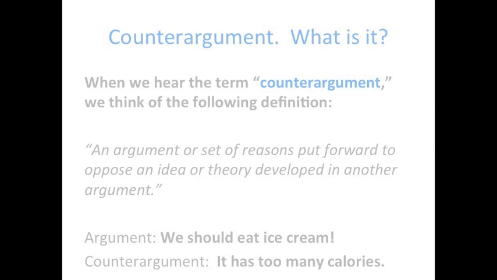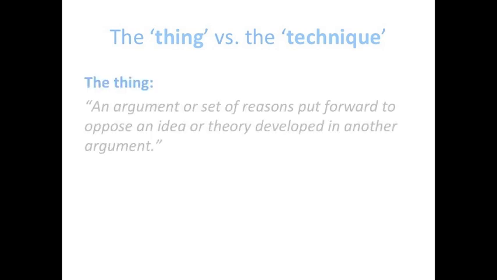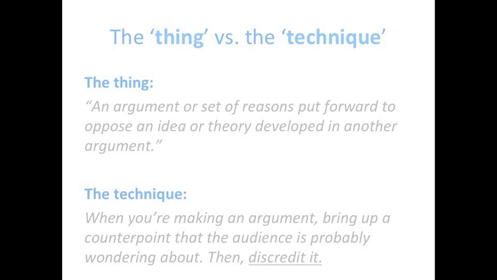Now there is a difference between the thing and the technique, and this is perhaps the most common misconception as students begin practicing argumentative writing and as students begin experimenting with the counterargument. So the thing is what we just discussed, right? An argument that opposes an idea or a theory, right? It's the counterargument to your arguments. Now that is much different from the thing you're being asked to do when you write a counterargument in your argument, right? You are being asked to implement the technique. The technique is different. The technique is when you are making an argument, you bring up that counterpoint, right?